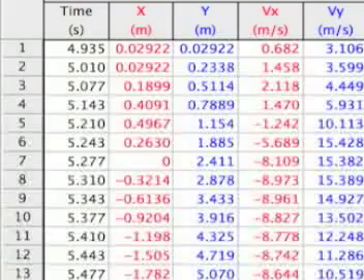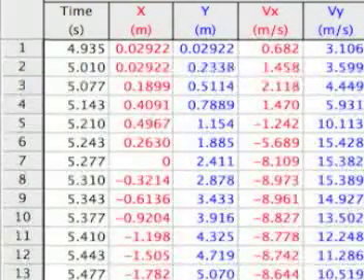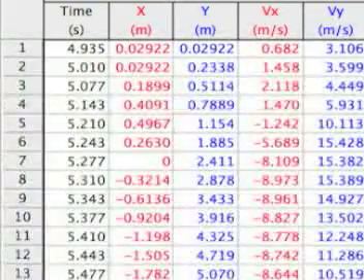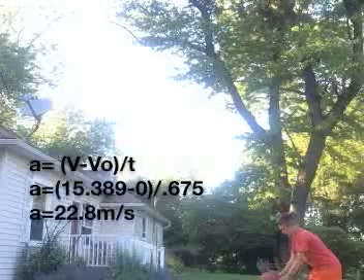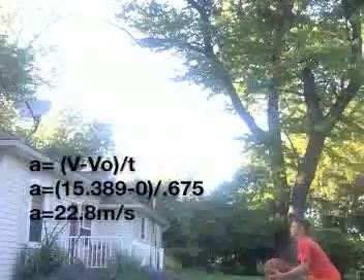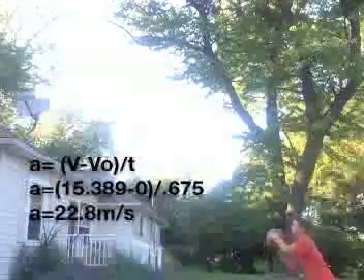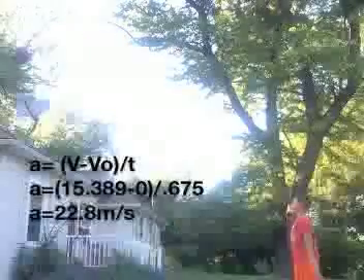Let's take a look at the data I've collected from this particular shot. Now, by looking at these variables, we can figure out the exact conditions you'd want for the perfect shot. Let's use these variables to figure out the acceleration of the ball. Using the equation velocity equals velocity initial plus acceleration times time, we can rearrange it to solve for acceleration. Using the variables we have and simple algebra, we come to the conclusion that the acceleration of the ball is 22.8 meters per second.